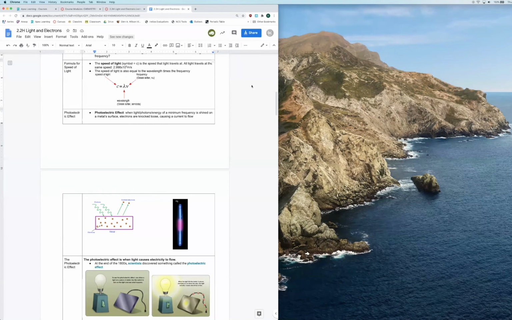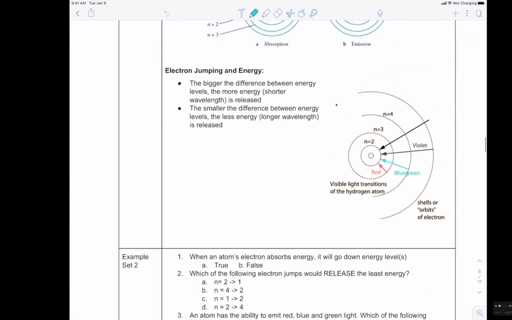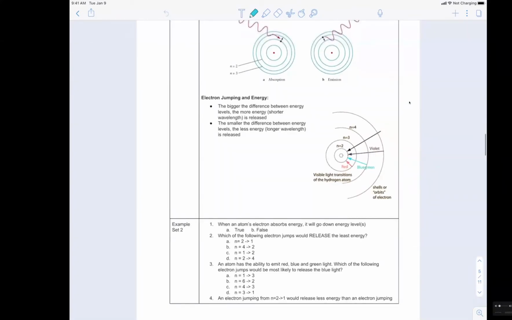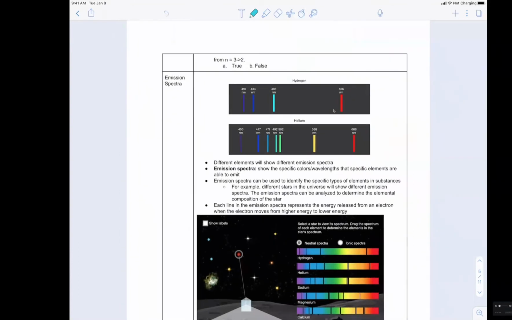Okay, so last time we went over up to here. So today we're gonna finish up by covering spectra.